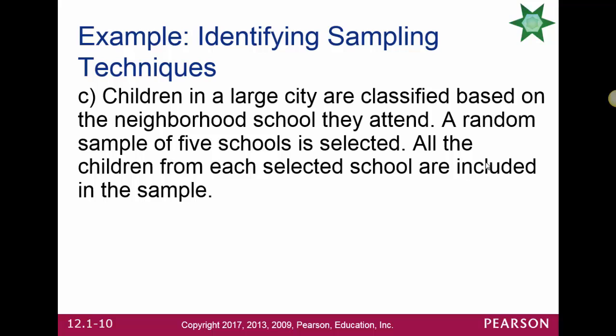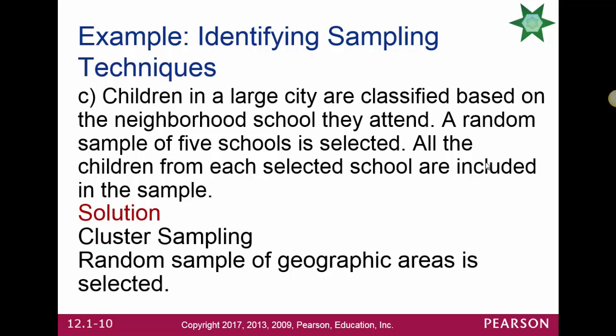Children in a large city are classified based on the neighborhood school they attend. A random sample of 5 schools is selected. All the children from each selected school are included in the sample. And this would be called cluster sampling. And again, think about the geography that's involved this time.